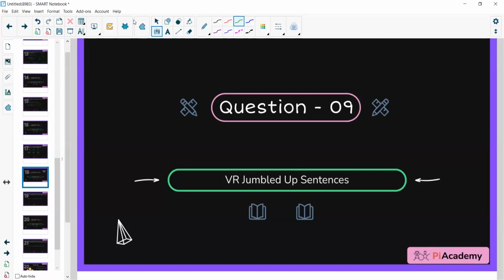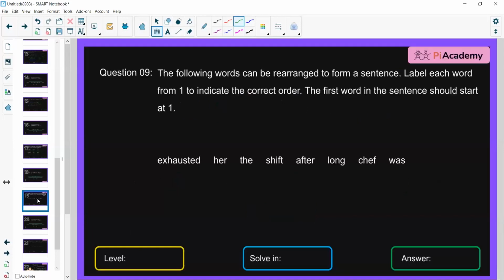Okay. So we got 2 questions over here, which is question number 9 and question number 10 from jumbled sentence. Let's see question 9. The following words can be rearranged to form a sentence. Label each word from 1 to indicate the correct order. The first word in the sentence should start at 1. Okay. So you can also use the labeling to initialize the order or represent the order for the words. So here the words are exhausted, her, the, shift, after, long, shift, pause.